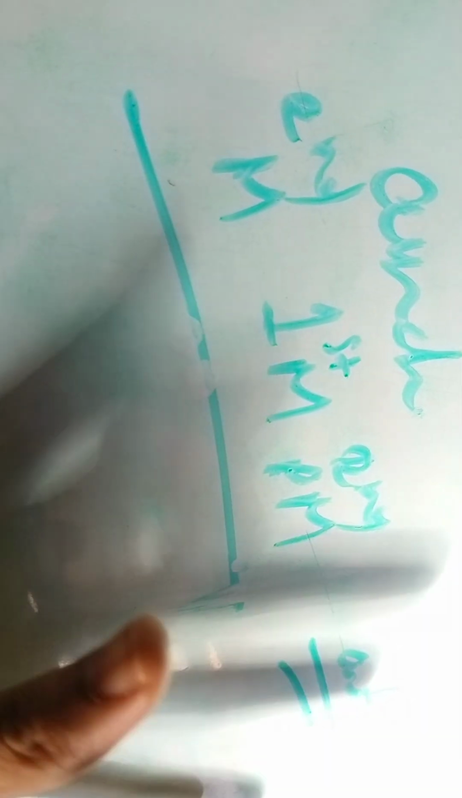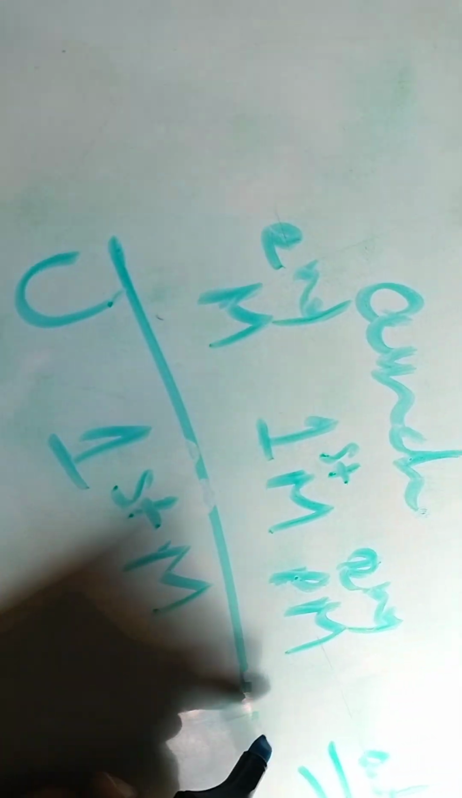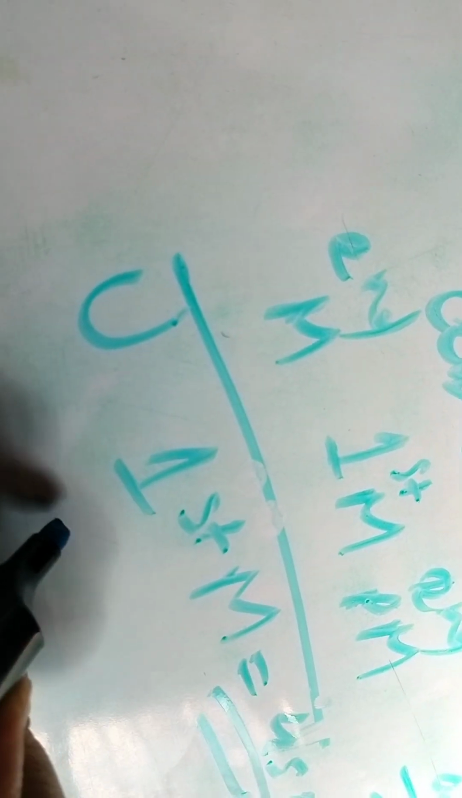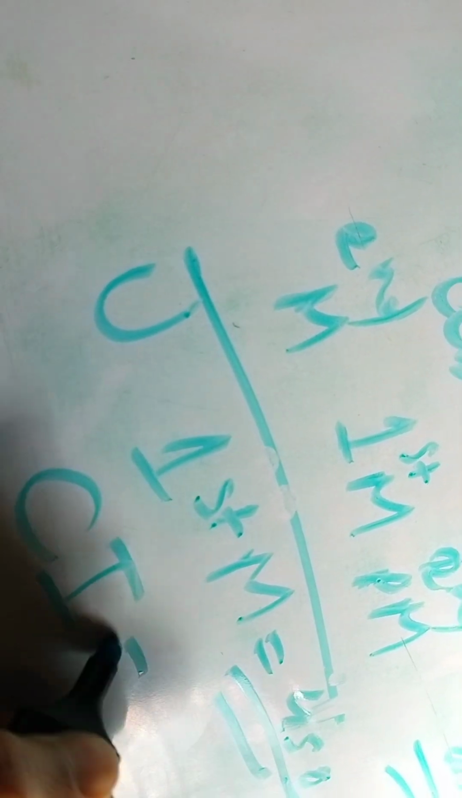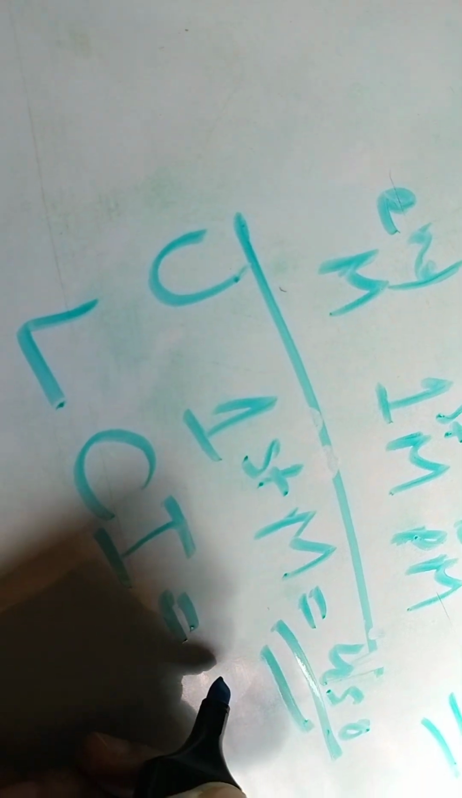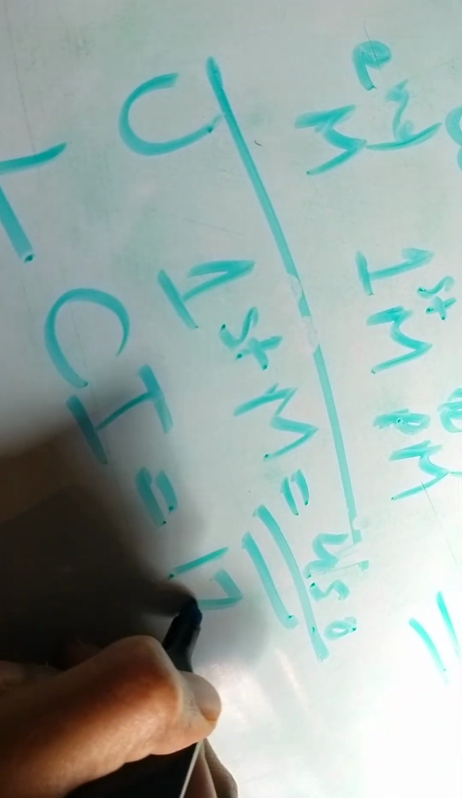The highest anchorage value is of the upper first molar, that is 450, and the least anchorage value is of the lower central incisor, that is 170.